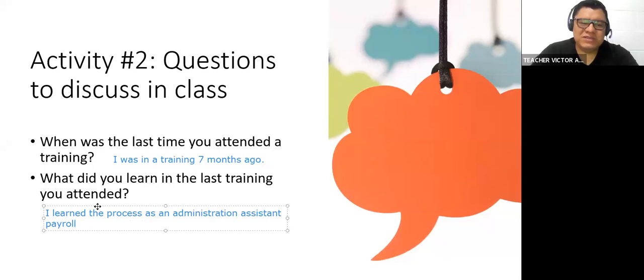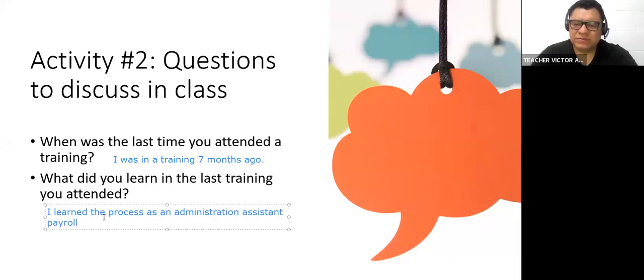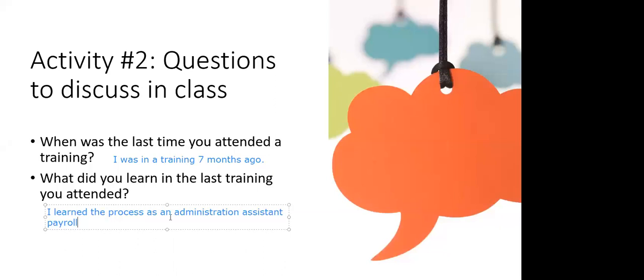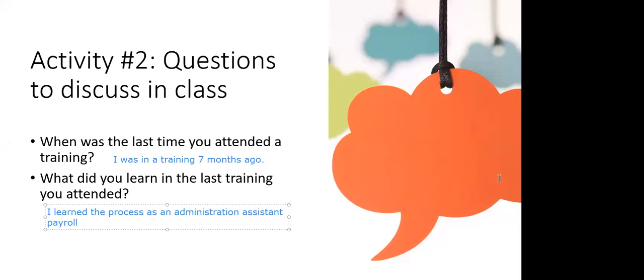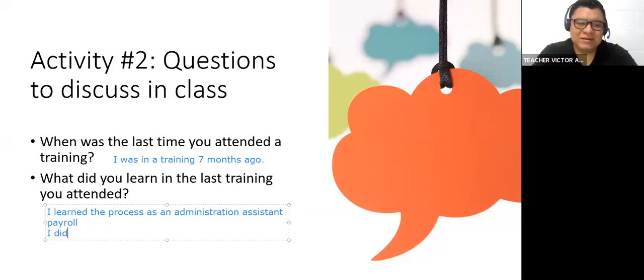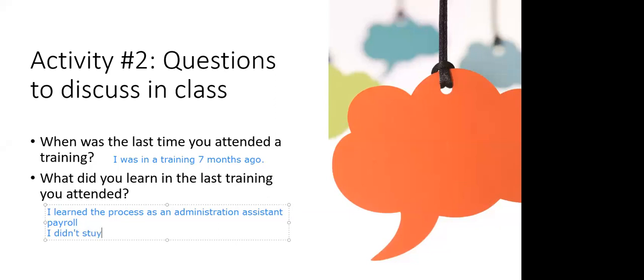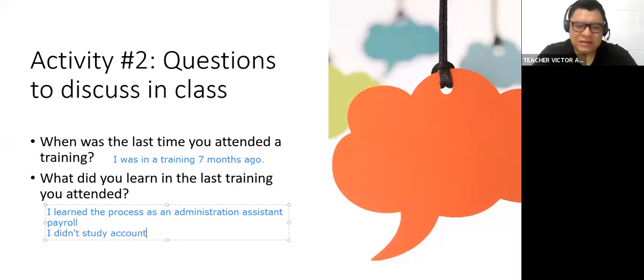Okay. Was this training easy or difficult for you? Easy. Okay, so it was easy for you. But I didn't study contability. So you didn't study accounting. Okay, all right.